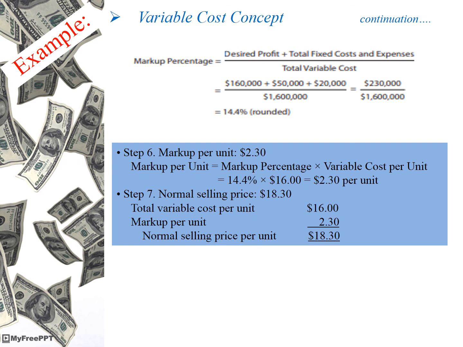Step 7. The normal selling price is equal to $18.30, and that is total variable cost per unit of $16 plus markup per unit of $2.30 is equal to normal selling price per unit of $18.30.